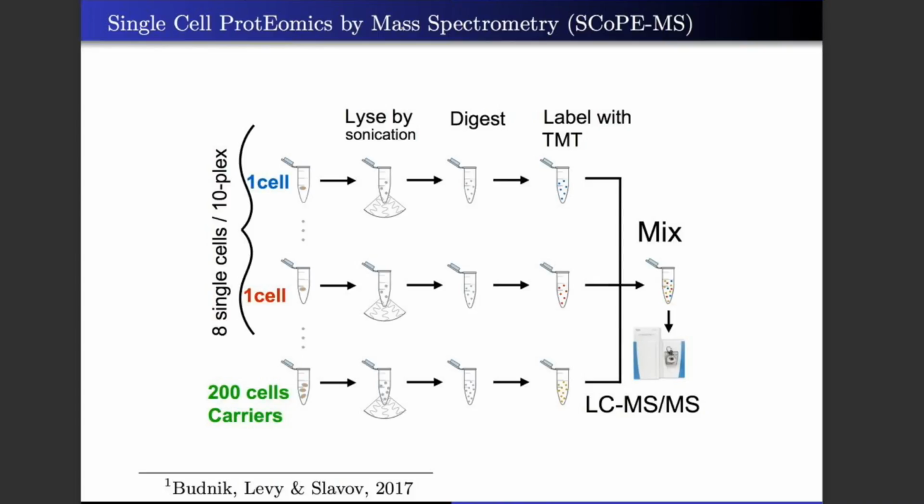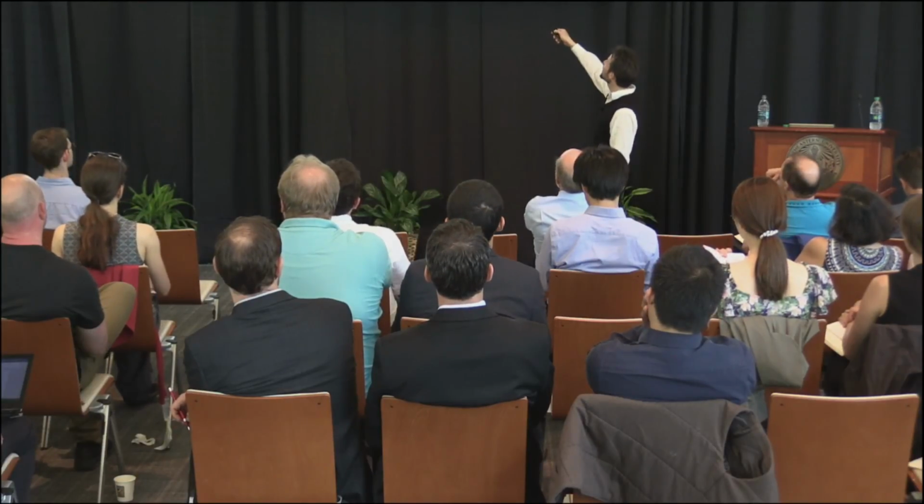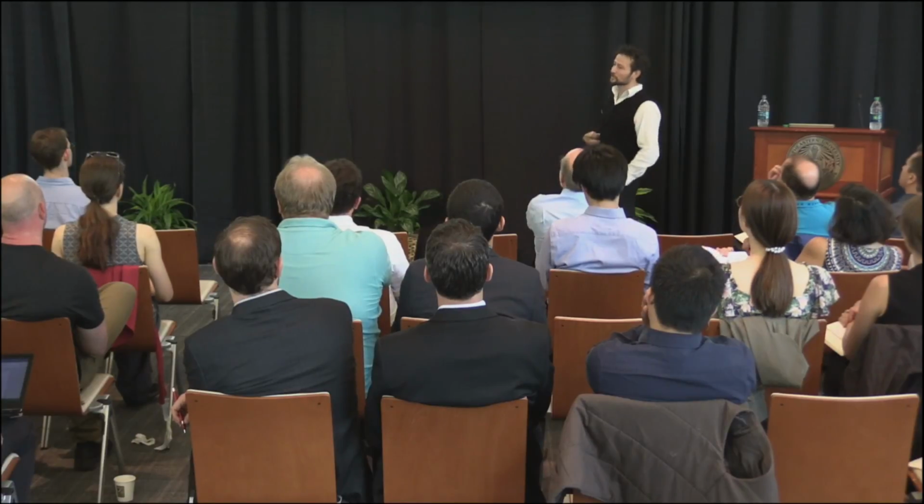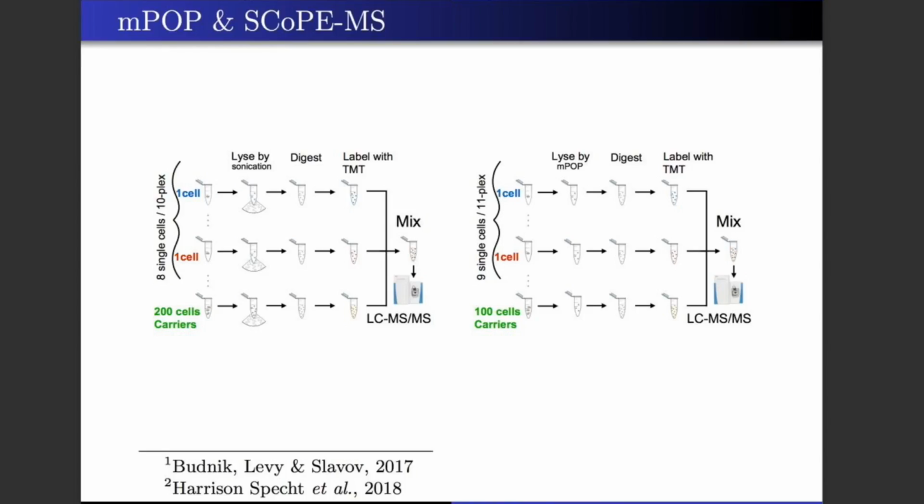Now the new version of doing that is so new that I don't actually have a very good graphic for it. So I'm going to use the old graphic. So we have replaced this laborious sonication with MPOP that Harrison will tell you all about. And then instead of doing this in tubes, we do it in plates. Because remember, I want to do thousands of cells. A few cells, not interested.